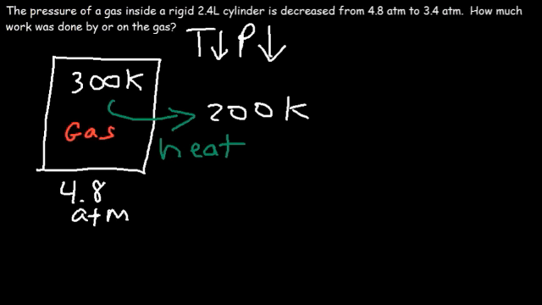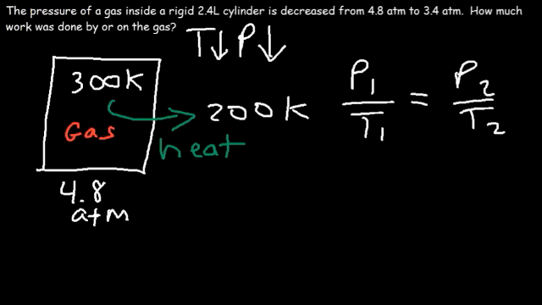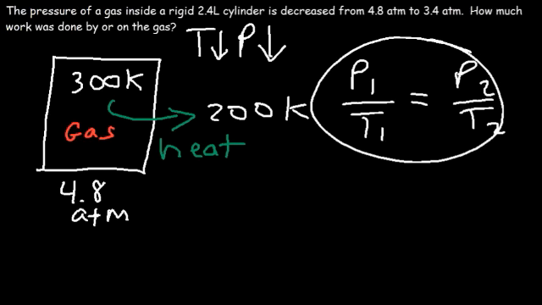The relationship between pressure and temperature under constant volume conditions is this. This is, I believe, called Gay-Lussac's law. Temperature and pressure are directly related. So we can use this equation to calculate the new pressure or the new temperature, whichever we need. But we don't need to do all of that for this problem.